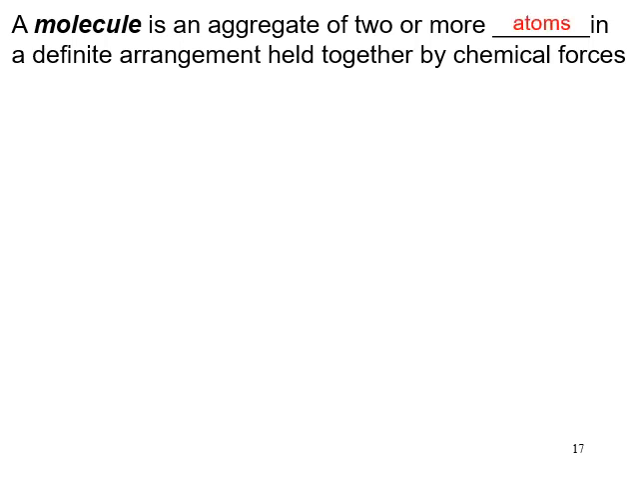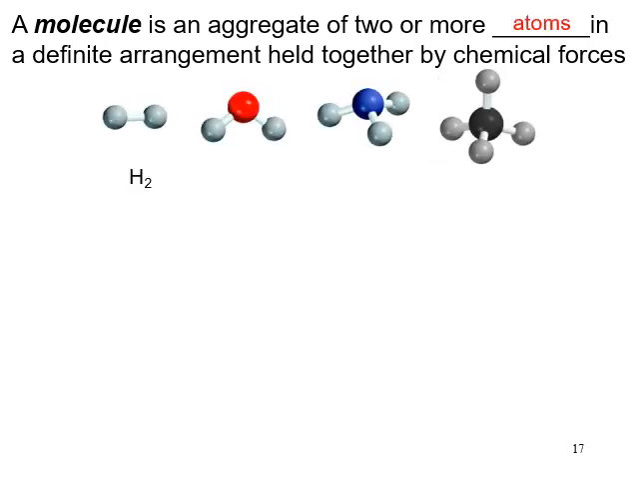But a molecule is an aggregate of 2 or more atoms in a definite arrangement. So here's a molecule of hydrogen, a molecule of water, a molecule of ammonia has this shape because there's a pair of electrons here. This guy has this shape because he has a pair of electrons here. We'll talk about shapes kind of in chapter 10, so that's at the end of the course. And then here is a molecule of methane. Molecules are covalent compounds, and covalent compounds are made up of nonmetals.